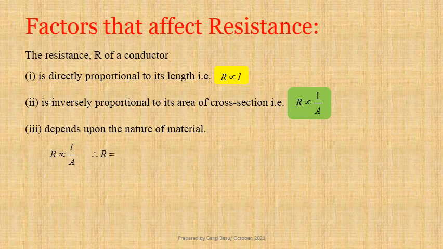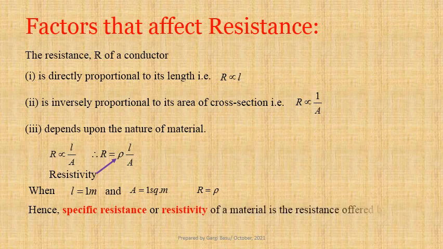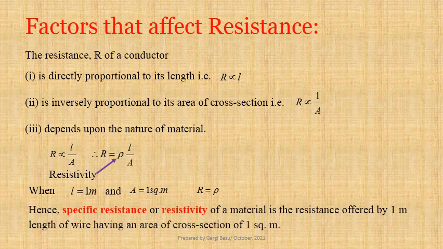Therefore, R equals rho into L by A, where proportionality constant rho is the resistivity of the material or specific resistance. When L equals 1 meter and A equals 1 square meter, R equals rho. Hence, specific resistance or resistivity of a material is the resistance offered by 1 meter length of wire having an area of cross-section of 1 square meter.